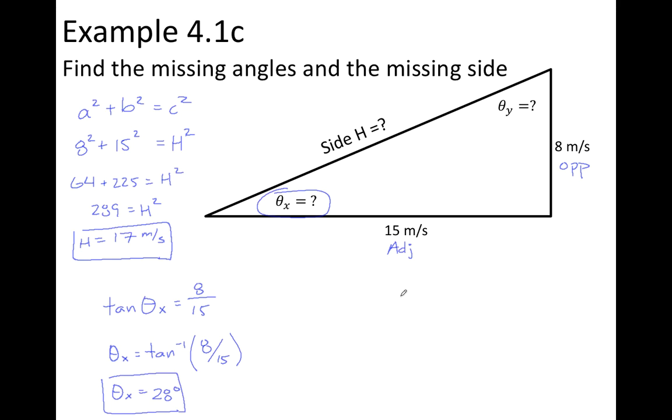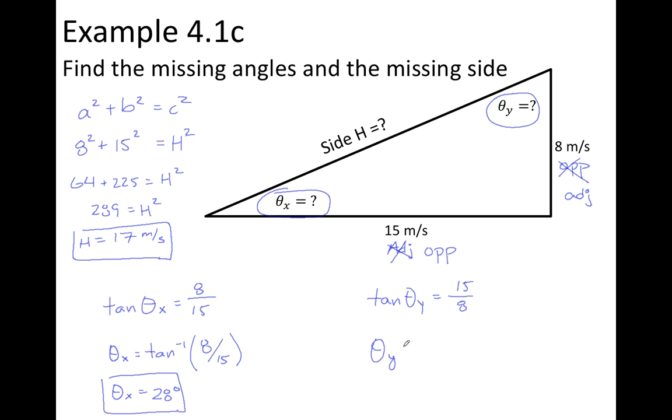Now, to solve for theta y, yes, I could just subtract 28 degrees from 90 degrees. That would be the quickest and probably easiest way to do it. But to get a little bit more practice with the inverse trig functions, let's complicate it a little bit. If we're solving for theta y, now the adjacent and opposite sides flip-flop. And we can use, again, tangent, but now it's not going to be 8 over 15. Now it's going to be 15 over 8.